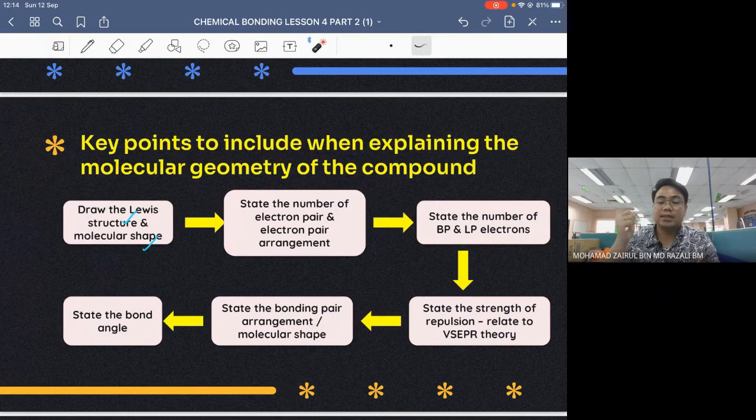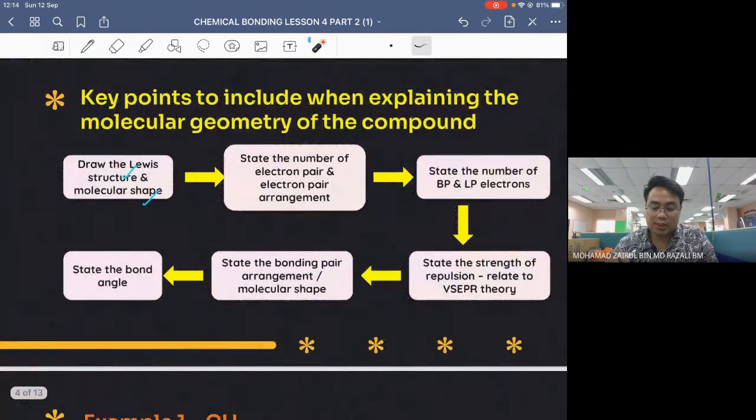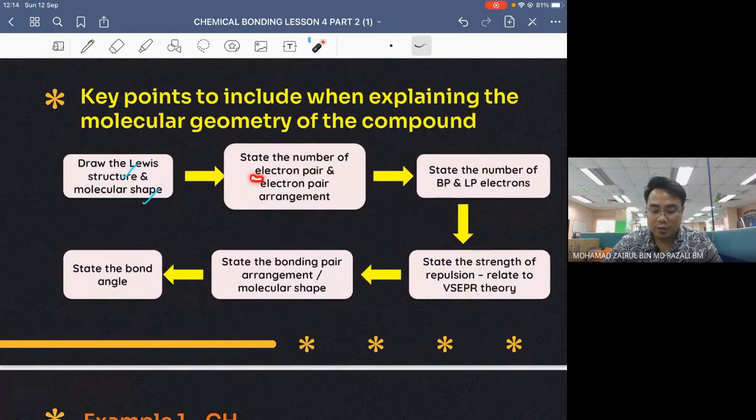The second step is after you draw the Lewis structure, you need to state the number of electron pairs. Number of electron pairs ni awak kena include sekali both bonding and also non-bonding groups. And when you state the number of electron pairs, then you need to state the electron pair arrangement. Electron pair arrangement ada 5: linear, trigonal planar, tetrahedral, trigonal bipyramidal, and the last one is octahedral. If you have 2 electron pairs, the arrangement is linear. Kalau 3, trigonal planar. 4, tetrahedral. 5, trigonal bipyramidal. And 6, octahedral.